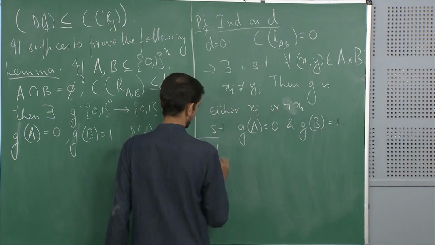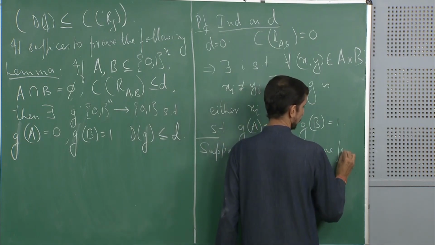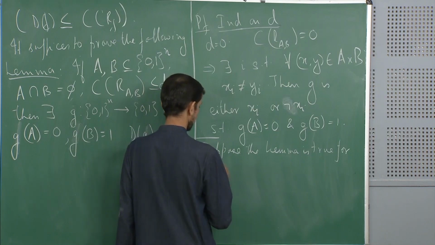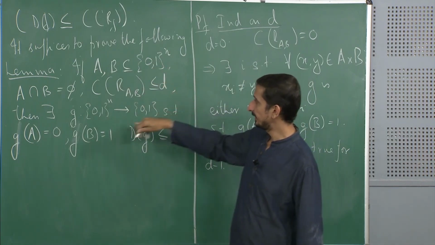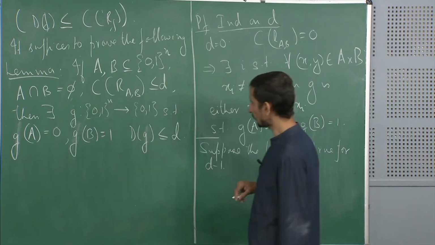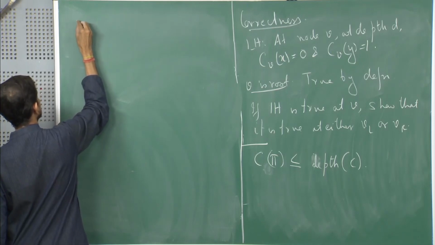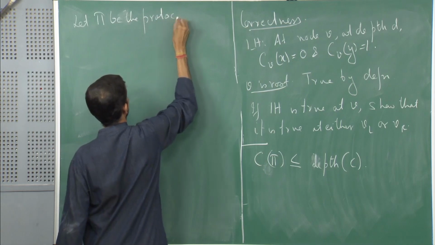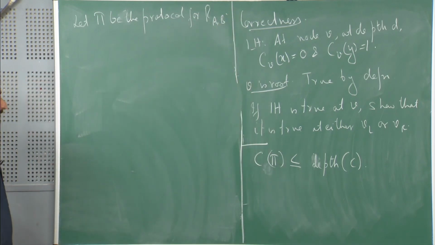Okay. Now suppose the lemma is true for d minus 1. That is, if CRAB is at most d minus 1, then there exists a g such that D of g is at most d minus 1. Then what can we say about d? Let pi be the protocol for RAB, whatever that protocol is.